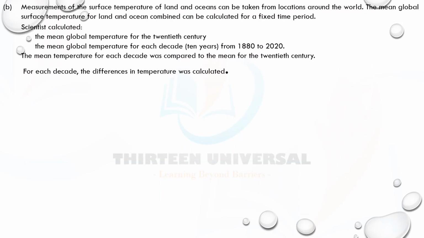4 marks. The measurement of the surface temperature of land and ocean can be taken from locations around the world. The mean global surface temperature for land and ocean combined can be calculated for a given time period. Scientists calculated the mean global temperature for the 20th century. The mean temperature for each decade, 10 years, from 1880 to 2020 was compared to the mean for the 20th century. For each decade, the difference in temperature was calculated. See, these guys are doing research. The calculated differences are shown in the figure.